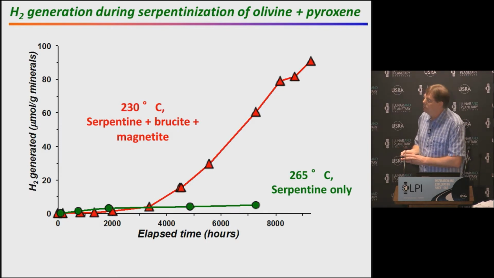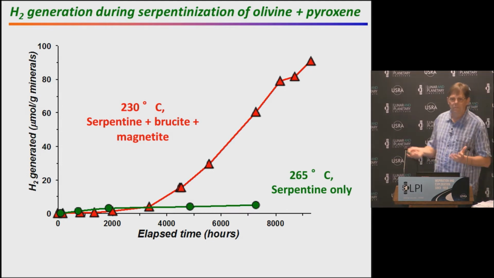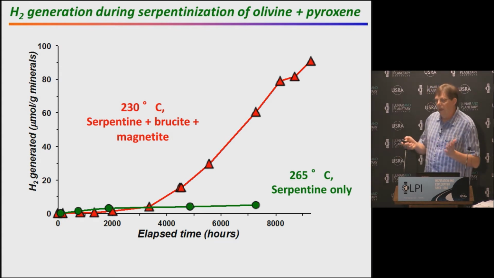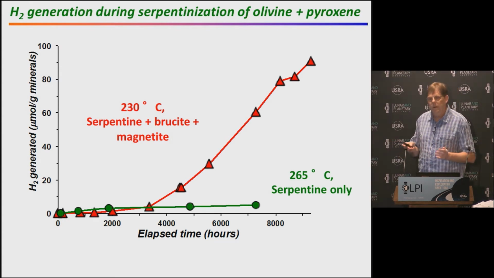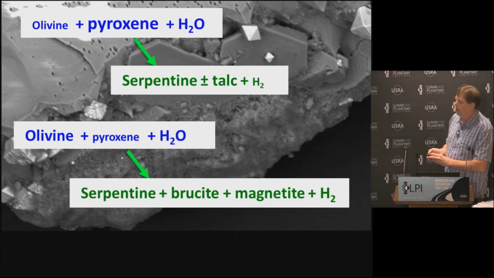So just one more of these experiments. Here are two experiments. Again, our olivine and orthopyroxene experiment at 230 degrees. If you do the exact same experiment, same ingredients, same methods at 265 degrees, it produces only serpentine and no hydrogen. So very different reaction pathways in different circumstances. What I'm trying to convey is that there's not just one reaction pathway that serpentinization takes, but very many different reaction pathways, and they can have very different products. And exactly why that happens is not yet clear.